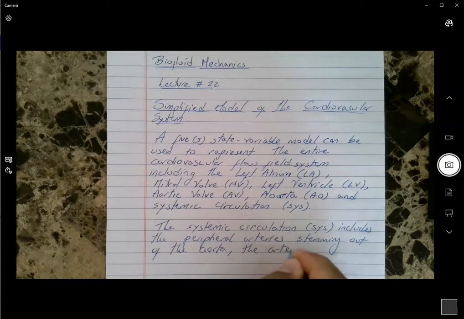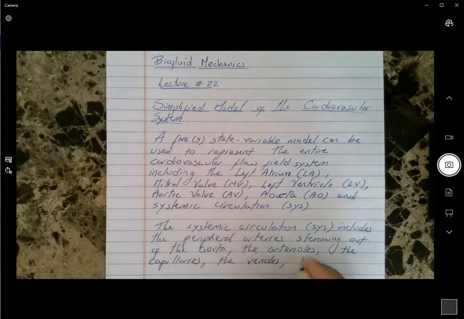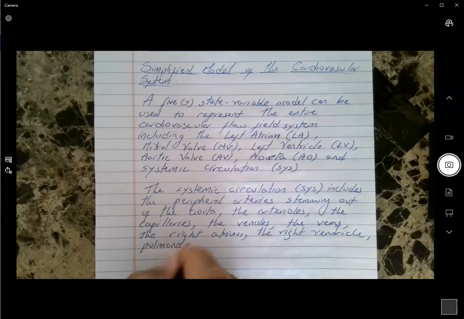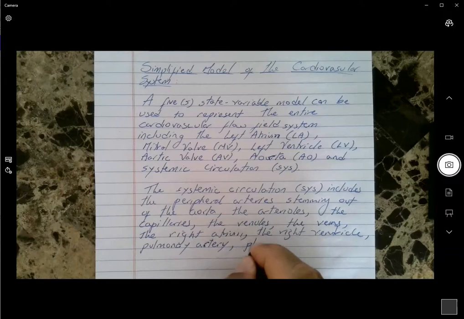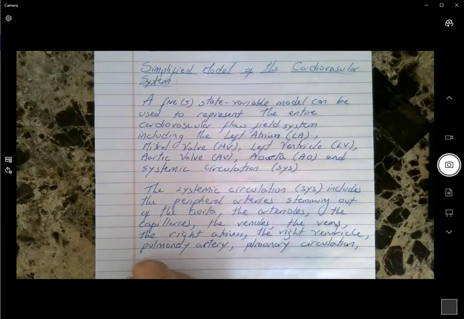the arterioles, the capillaries, the venules, the veins, everything. Then the right atrium, the right ventricle, including the atrioventricular valve in between the two, pulmonary artery, pulmonary circulation, and pulmonary veins.